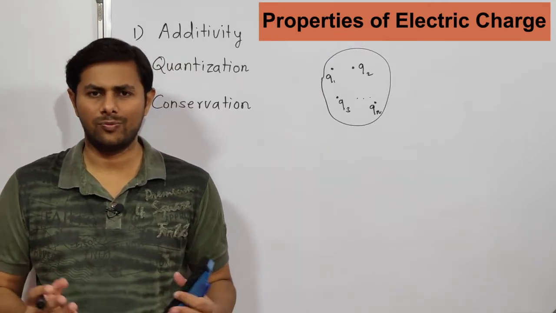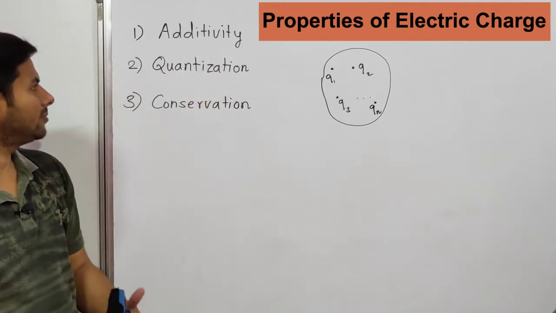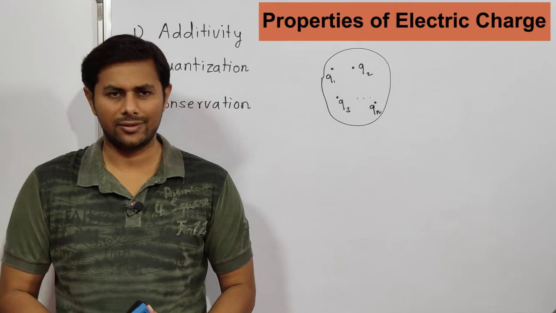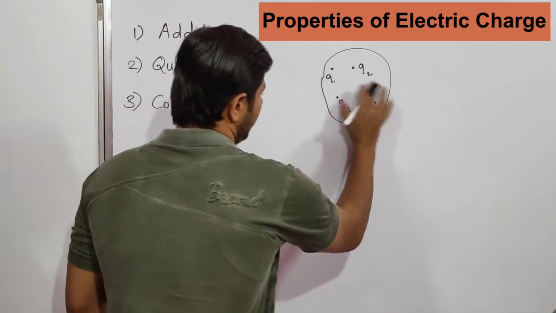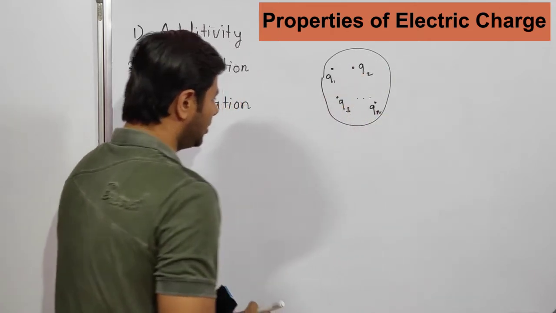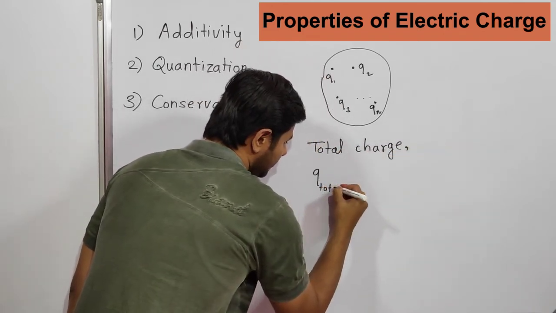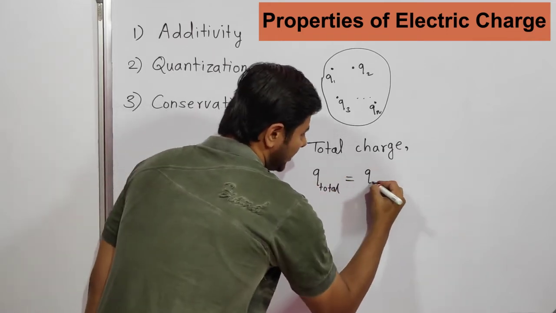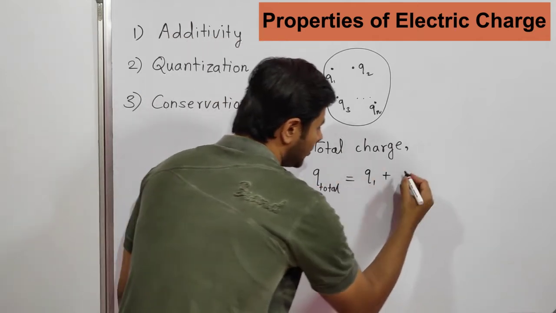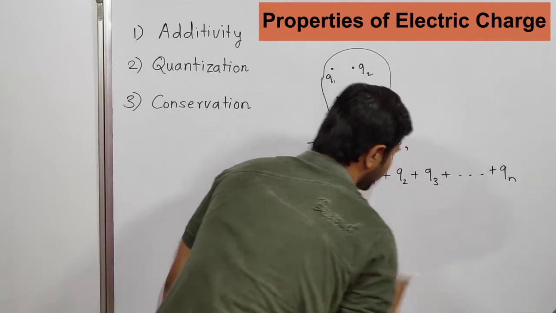Finally, let's look at some properties of electric charges. And the first property is additivity. So electric charges follow scalar rules of addition. That means if we have n number of charges on this body, q1, q2, q3 up to qn, the total charge q total is just equal to the algebraic sum of all the charges present on that body. So q total is equal to q1 plus q2 plus q3 plus up to plus qn.